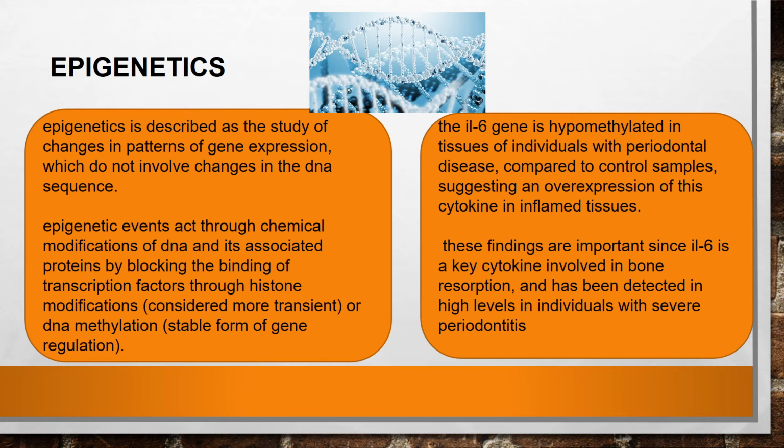The interleukin 6 gene is hypomethylated in tissues of individuals with periodontal disease compared to the control sample, suggesting an overexpression of this cytokine in inflamed tissues. These findings are important since interleukin 6 is a key cytokine involved in bone resorption and has been detected in high levels in individuals with severe periodontitis.